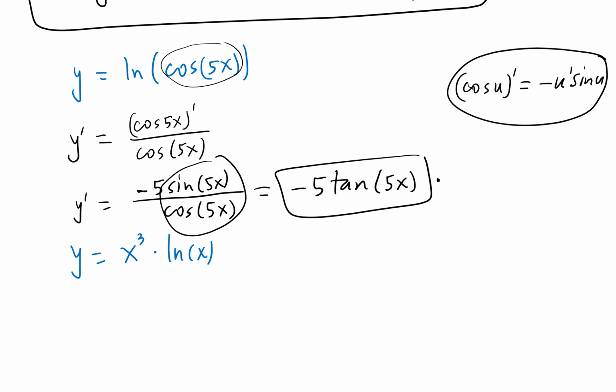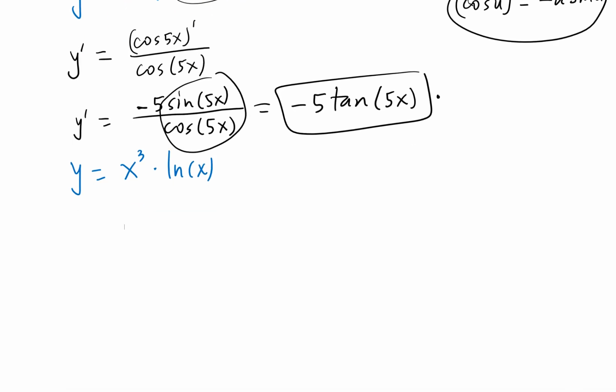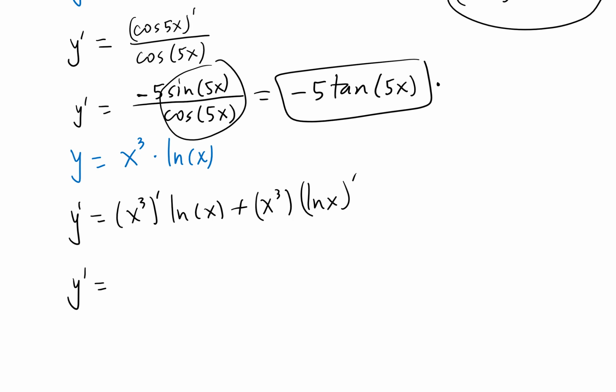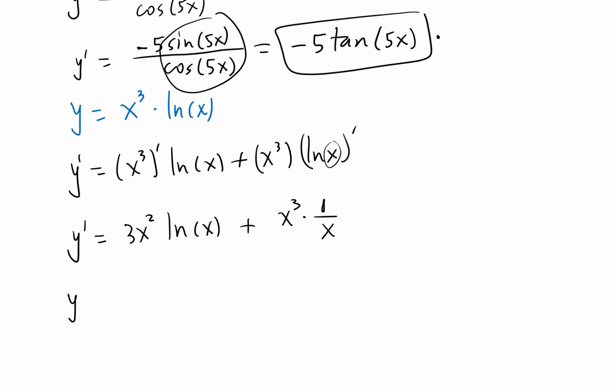For the next one, we can move on with this. y prime is product rule: derivative of the first times the second, plus the first times the derivative of the second. The derivative of x cubed is 3x squared. Keep this the same. Keep this the same. And the derivative of natural log of x is the derivative of x over itself. That would give us this one plus x squared.